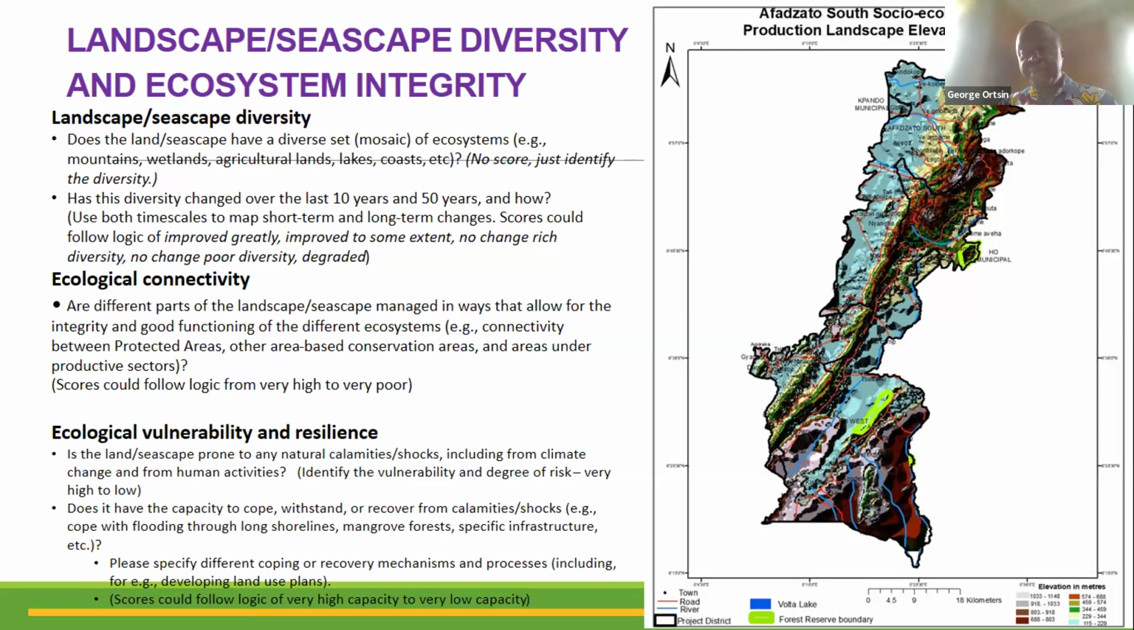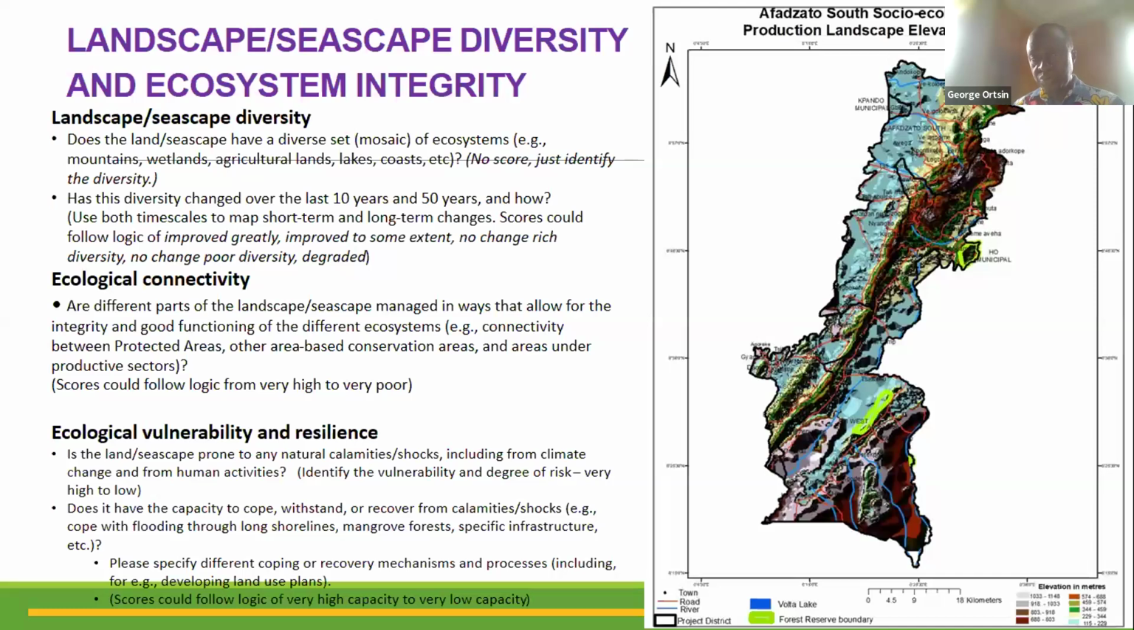So I'm using the map we are using now for COMDEKS 4, which is the South Afajatu South Socioecological Production Landscape. So this is the map of the area. Now, the first issue is: where are the mountains? Where are the wetlands? Where are the agricultural lands? Where is the lake, where are the coasts, etc.? So you need to identify all these within the map. Then you ask yourself about the diversities, how they have been over the years. And then you try to score them.